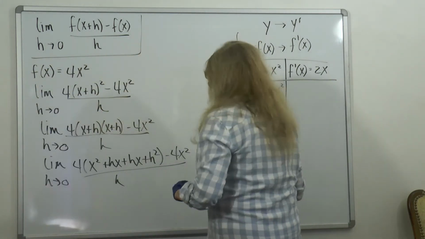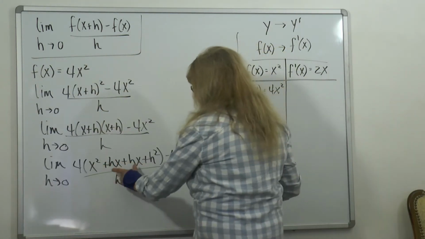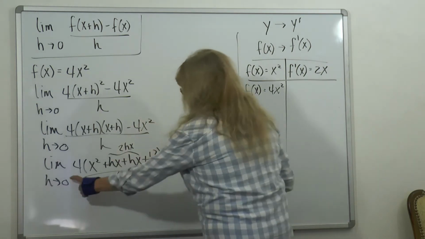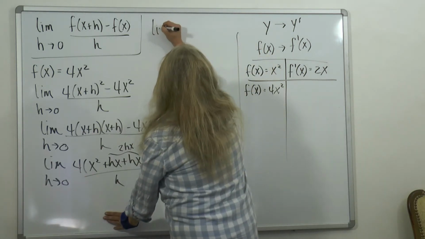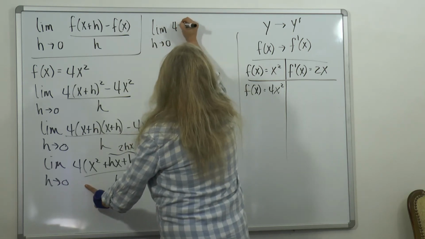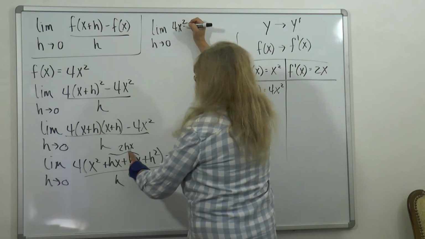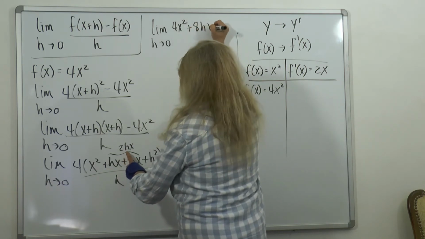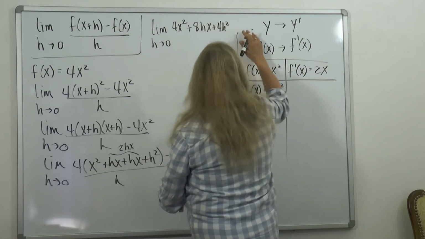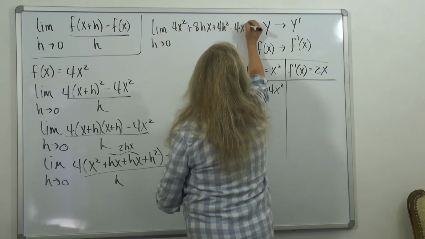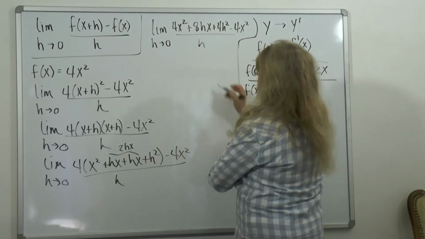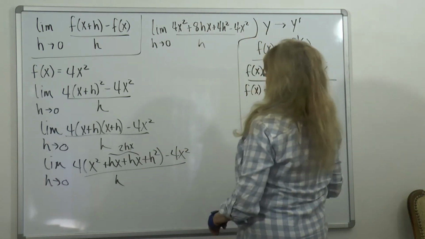This is going to be a hot mess. So now I would combine these like terms here. This is going to give me 2hx. And then we'll distribute the 4. So we have our limit as h goes to 0 of 4x squared, then 4 times 2hx is going to be 8hx, then 4 times h squared, then minus 4x squared, whole thing over h. This and this are going to cancel with each other.